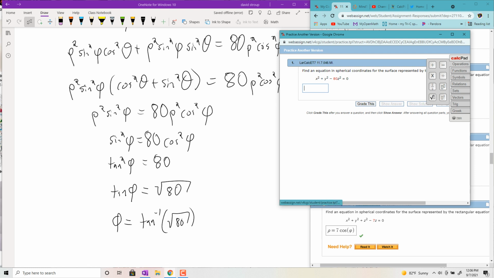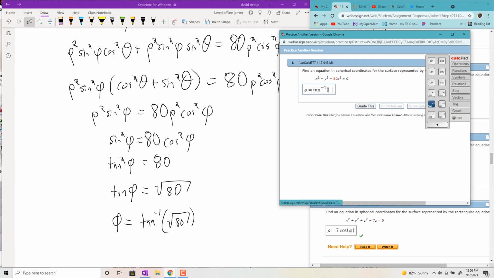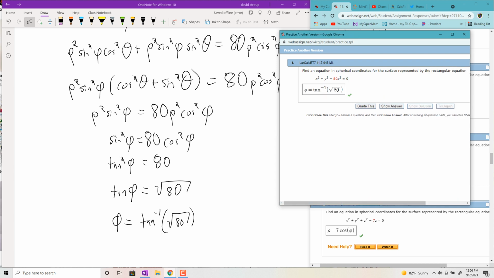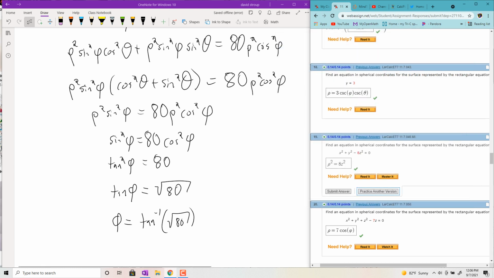So anyways, I need a Greek letter phi. So hit the phi and then equals, I need a trig for tan inverse the square root of 80. And hopefully that'll do it. I don't know if there are any tricks about it or what. Yeah, there we go. Okay. I think that's really kind of the worst of it.